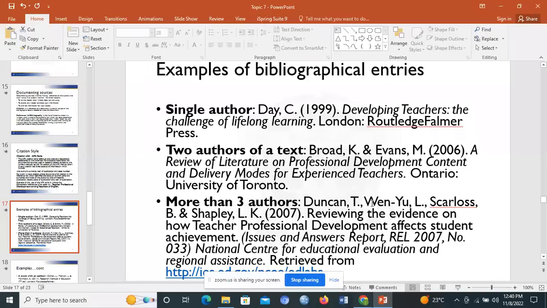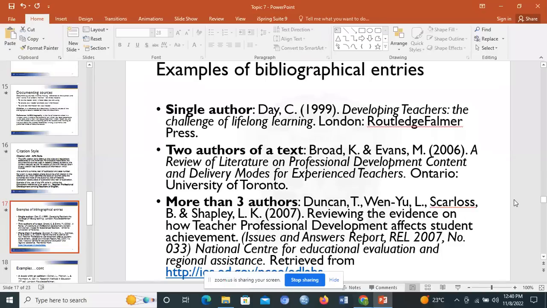I want you to note very keenly that this book has more than three authors. We have Duncan, we have When You, we have Carlos, and we have Shapley. Let us say we had four authors. Then we would do the same until we get to the second last author. Then we put there an affixed, and then we put the last author, and then we put the year of publication.